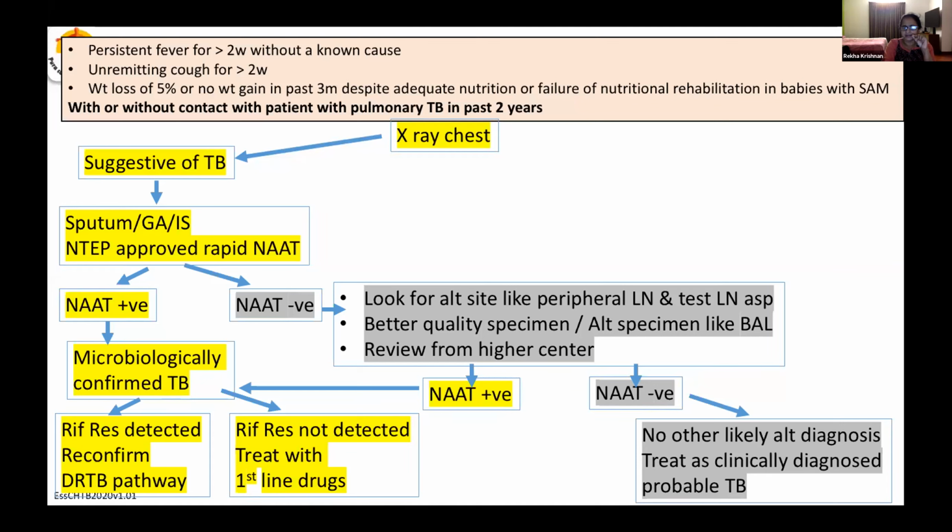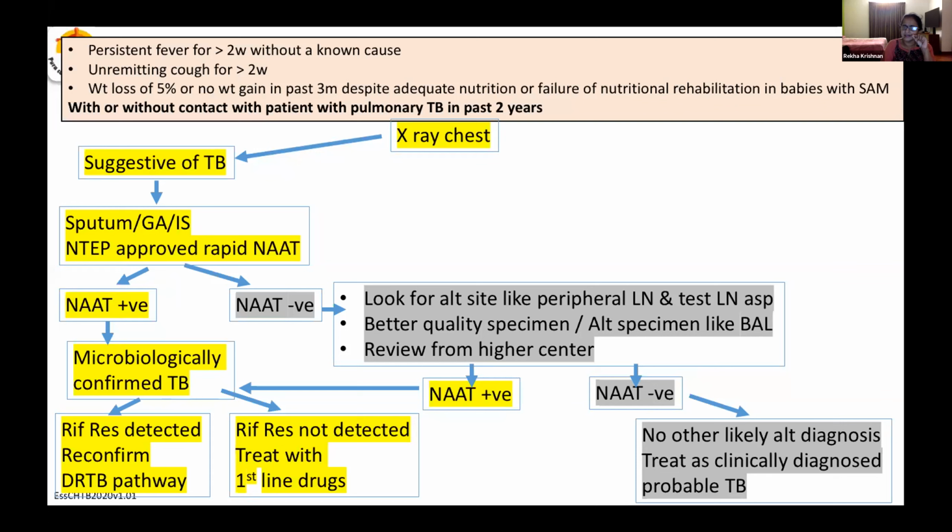And the other possibility is you may get a negative result. Then what will you do? If the child is having highly suggestive symptoms of tuberculosis, you have to thoroughly search. You have to take again a proper history and examination, and thoroughly search for any other sites, like a peripheral node from where you can get a fine needle FNAC lymph node aspirate, or you can try for a better quality specimen and subject it to a repeat CB-NAT. Or you can always get a second opinion from a higher center and try to get a repeat result.